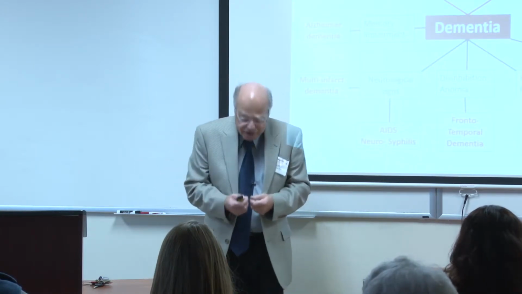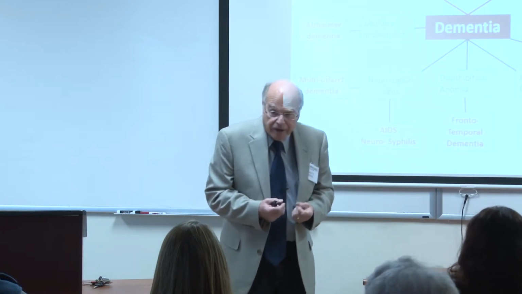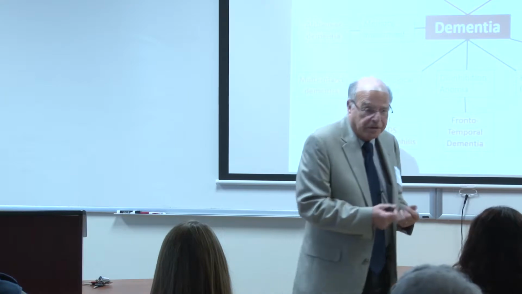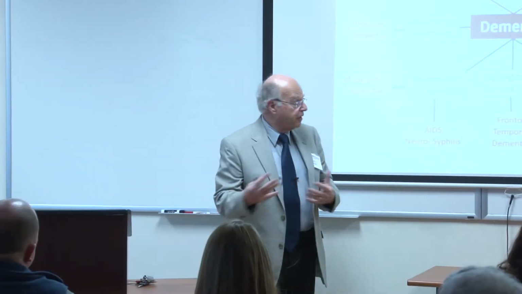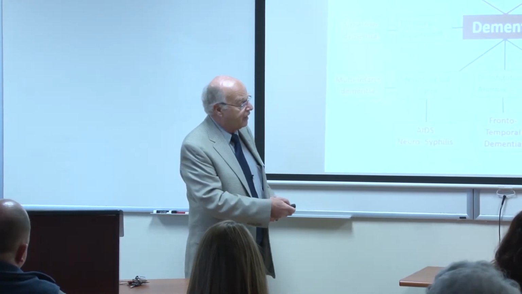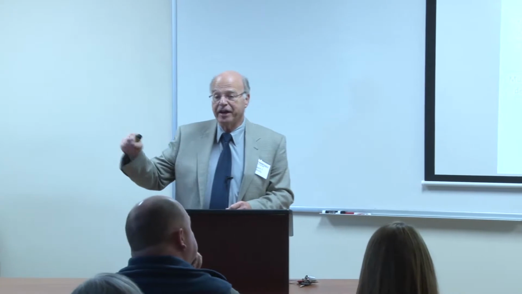The person is rigid, has a stooped attitude, has the pill rolling and the shuffling gait. And these are the typical features of Parkinson's disease. They may be very evident or not very evident, but the main thing is there is a general slowing down. Their handwriting becomes very, very small.